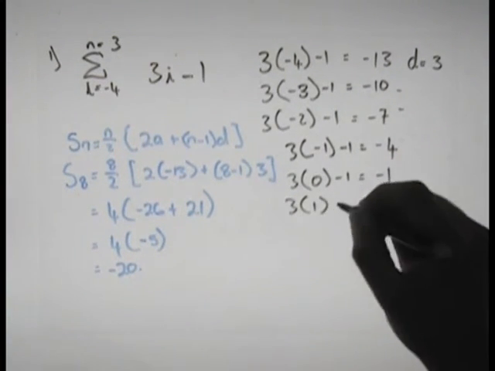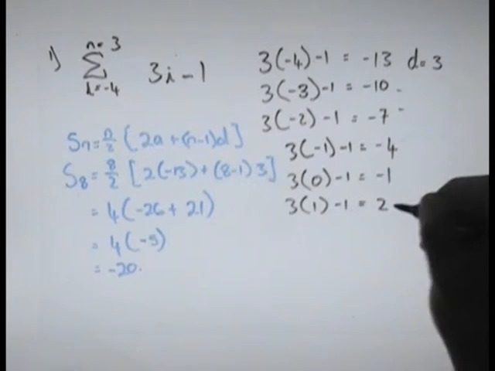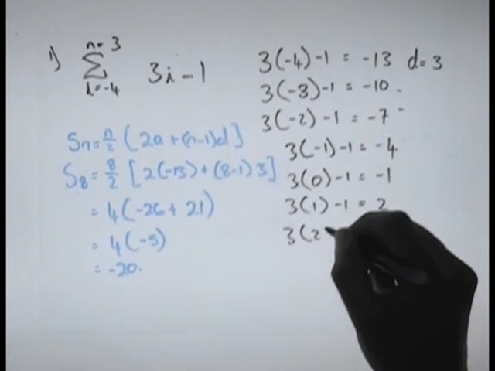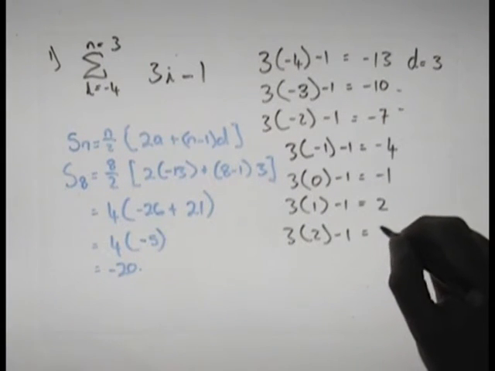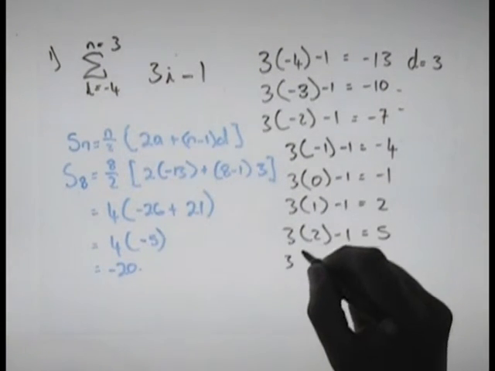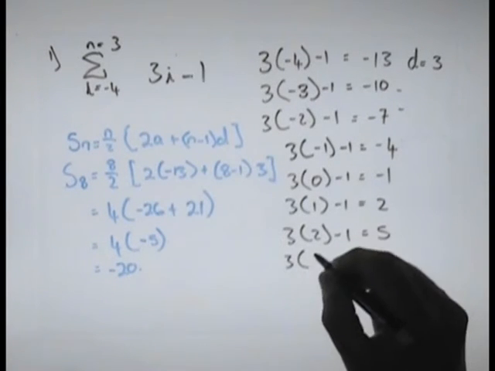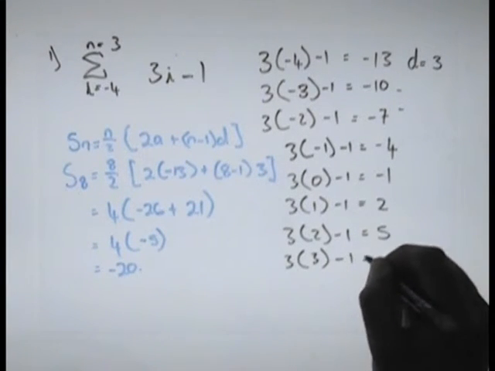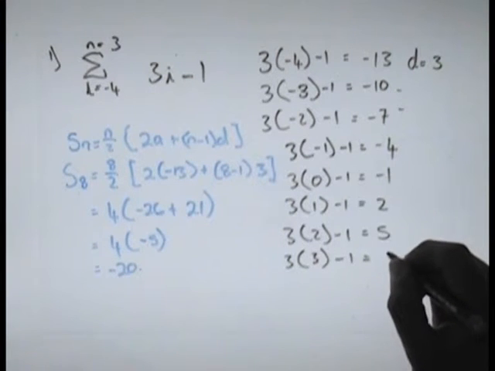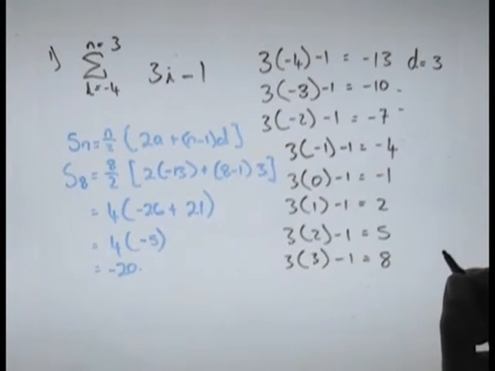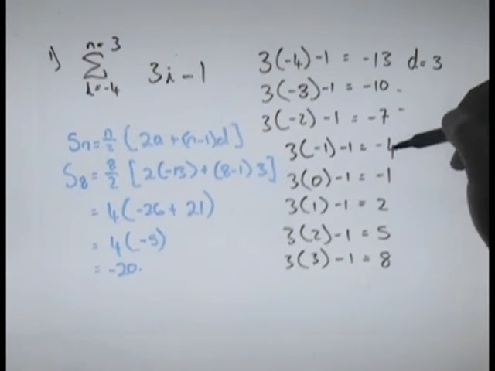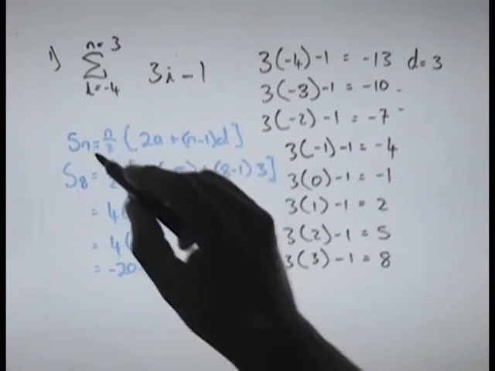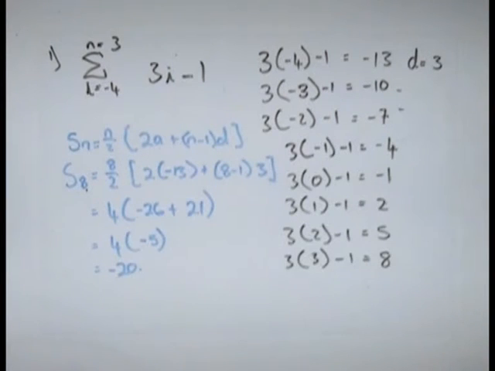Our next term is going to be 3 multiplied by 0 minus 1, which is equal to negative 1. 3 times 1 is 3, minus 1 is equal to 2. 3 times 2 minus 1 is equal to 6 minus 1, which is 5. And lastly, we end off on 3 times 3 minus 1, which is equal to 9 minus 1, which is 8. That means this is 1, 2, 3, 4, 5, 6, 7, 8 terms. N is equal to 8.